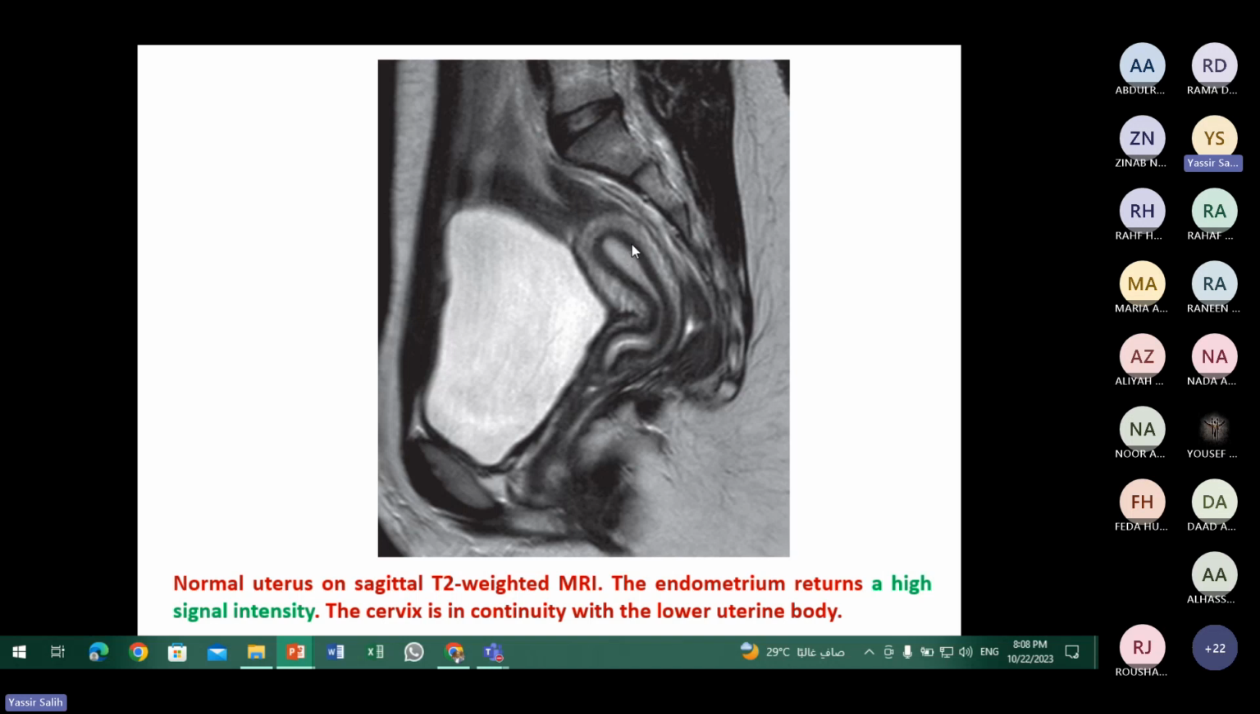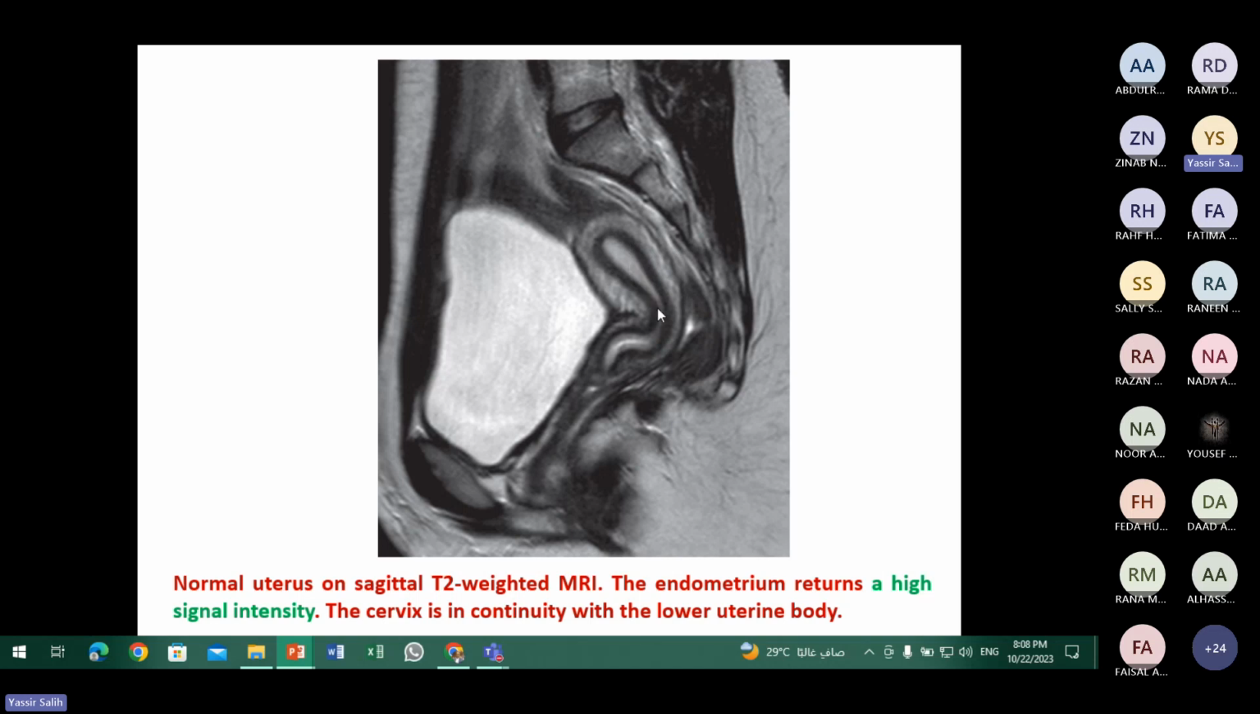And what is this? The uterus. And what is this? Spine. Rectum. Yes, rectum. The rectum is posterior to the uterus. So this is the endometrium.